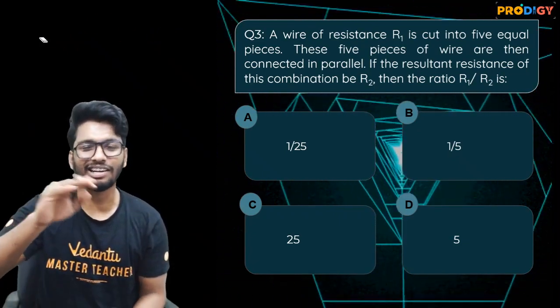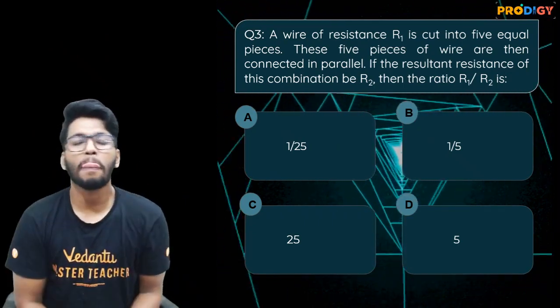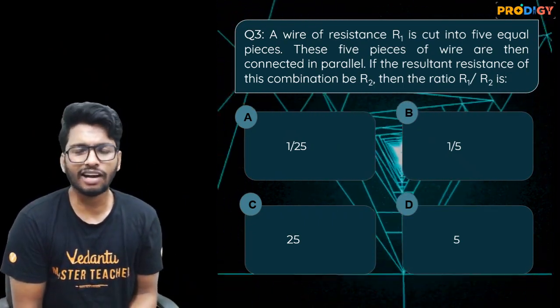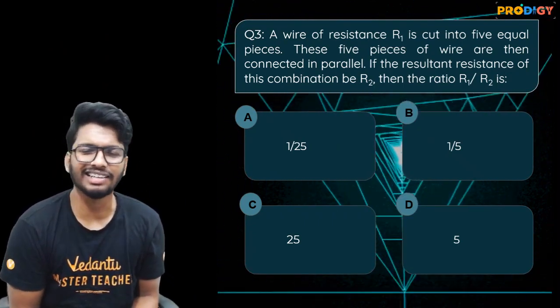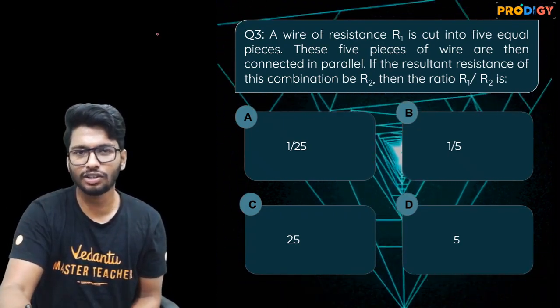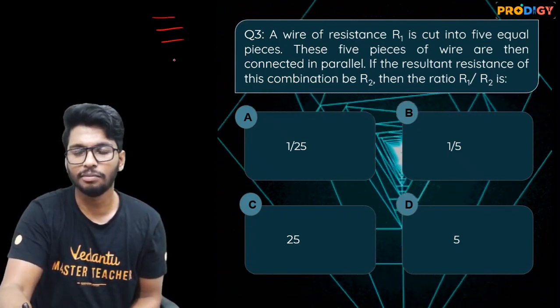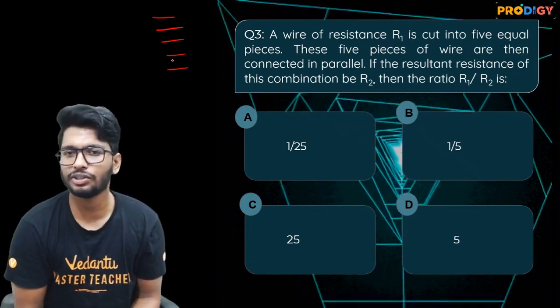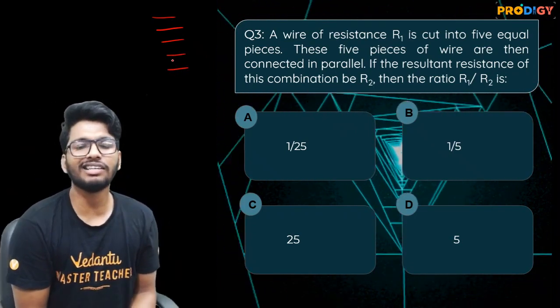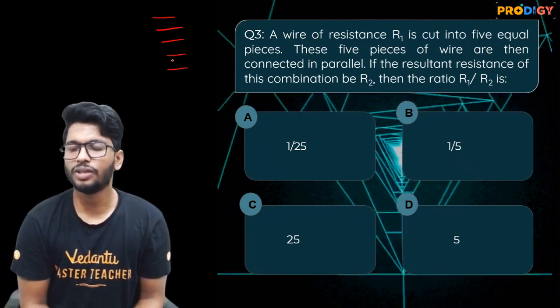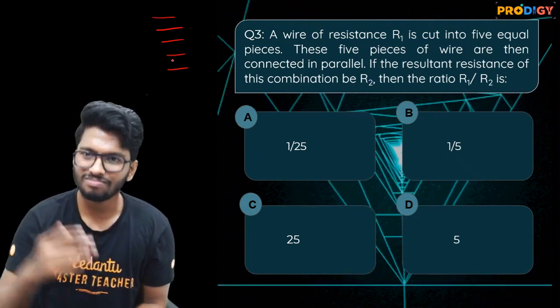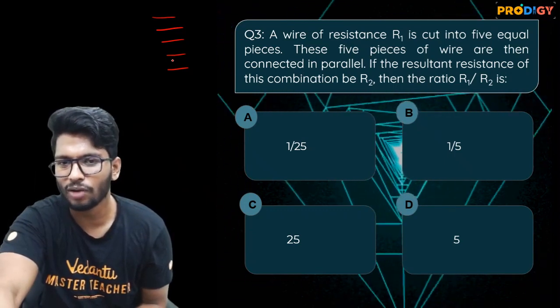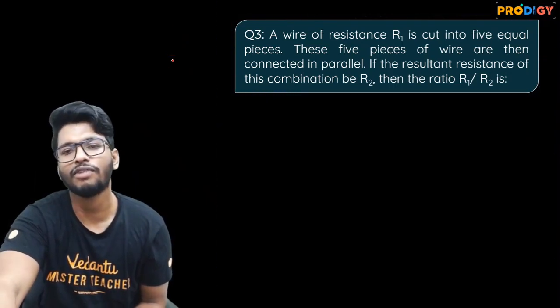Now imagine that the wire is cut into 5 equal pieces. The five pieces of wire are then connected in parallel to one another. So once you cut them into equal lengths, you're connecting them in parallel to each other. If the resultant resistance of the combination is R2, then what is the ratio of R1 by R2? Amazing question. 1 by 25, 1 by 5, 25 or 5 ohms.